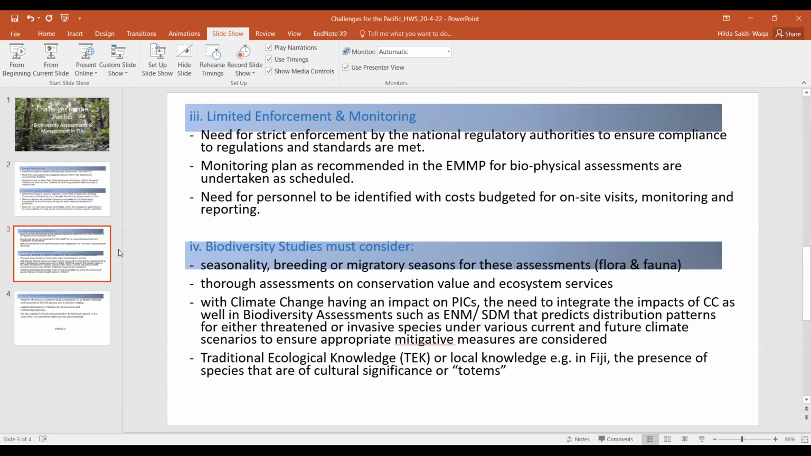Also for the Pacific, this is quite contextual and quite relevant. For the Pacific, the integration or the inclusion of traditional ecological knowledge or local knowledge into biodiversity studies. For example, in Fiji, the presence of species that are of cultural significance or being referred to as totems. These are plants and or animals that are representative of a symbol for family or tribe. And they have cultural significance, and these also need to be integrated into biodiversity assessment studies for EIAs.